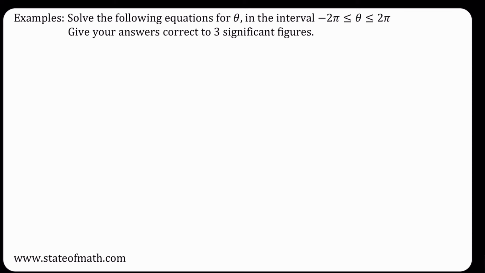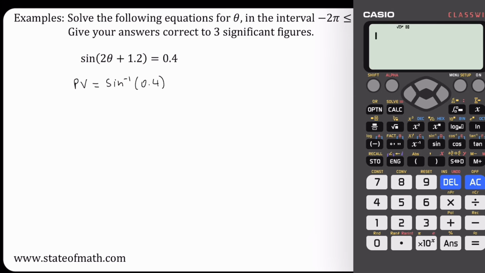So let's start by considering the first example. We've got sine(2 theta + 1.2) = 0.4. I will start by finding my PV. So PV is shift sine of 0.4. I will get my calculator on the right here. I will make sure that I am in radian mode.